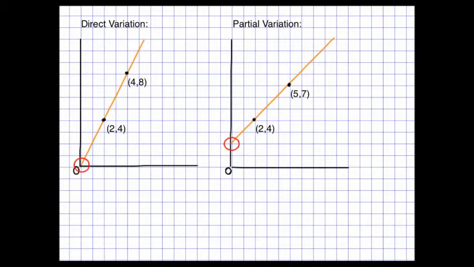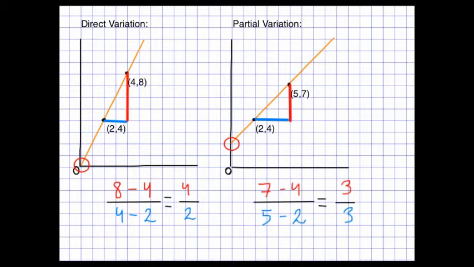For direct variation, the rise would be 4 and the run would be 2. This is because 8 minus 4 equals 4, and 4 minus 2 equals 2. For partial variation, the rise is 3 and the run is 3. This is because 7 minus 4 equals 3, and 5 minus 2 equals 3.